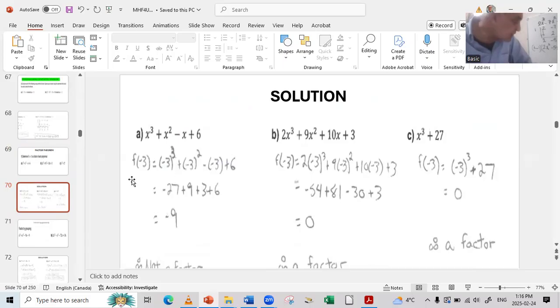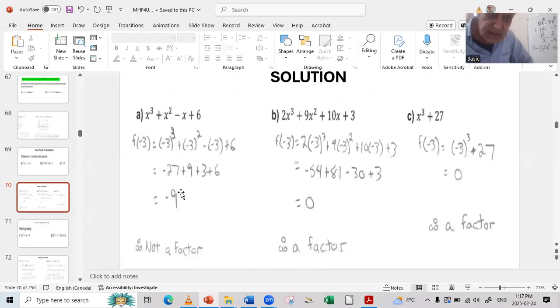So as an example, our example was x equals minus 1, and we substituted in the formula. Then we get here. So as long as it's not 0, then it's not a factor. Here, minus 9 is not a factor. 0 is a factor, and that's it.